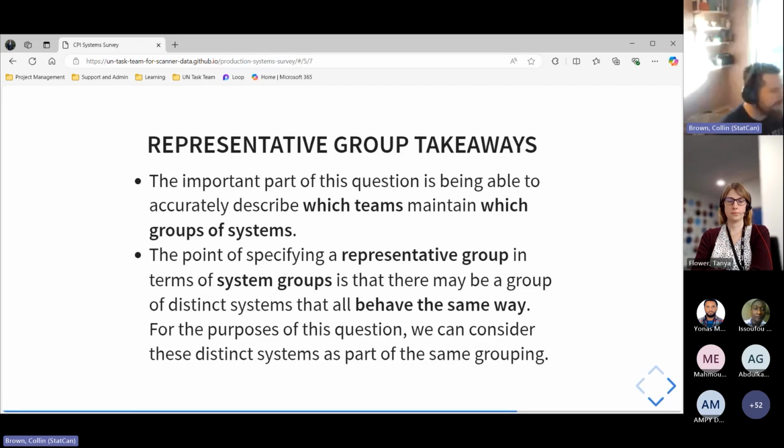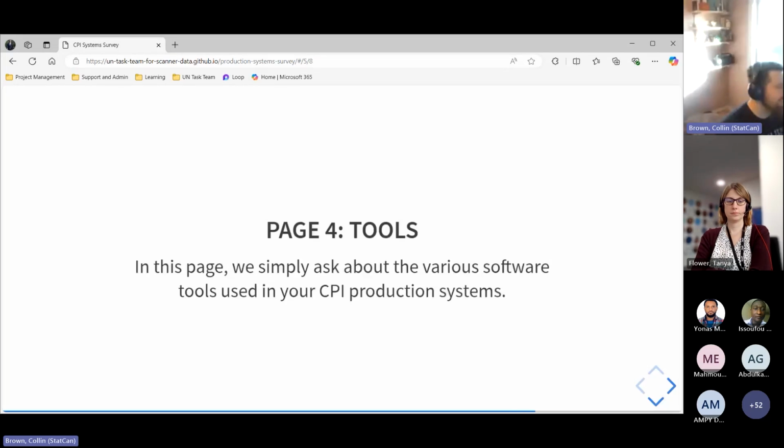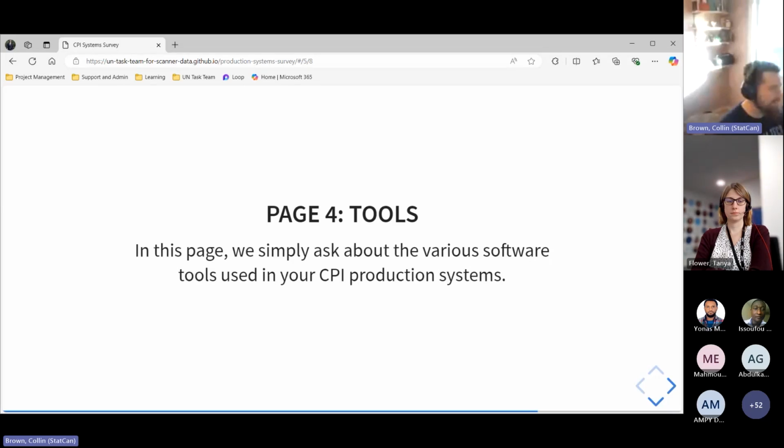So yeah, it's kind of a complicated concept. I hope that's clear. But like I said, please feel free to ask questions if anything about that is unclear. Okay, so the rest of the survey is a bit less complicated. Page 4 is pretty straightforward. It's just what tools and technologies are in use in the creation, development, and maintenance of these systems.